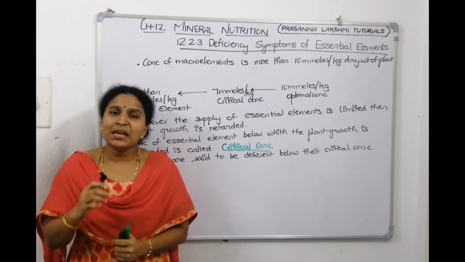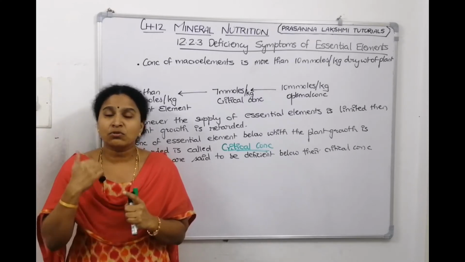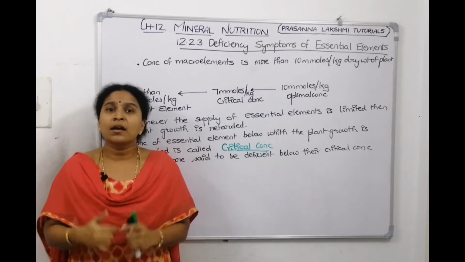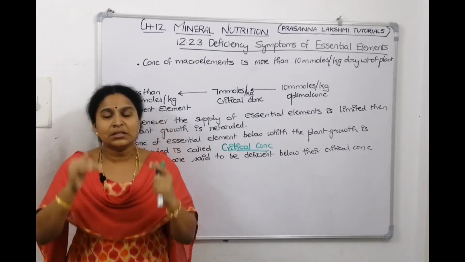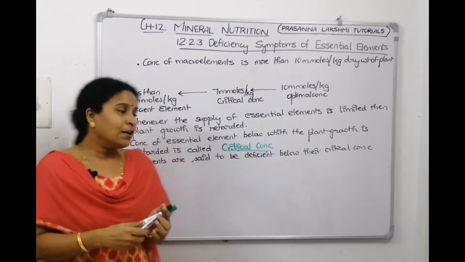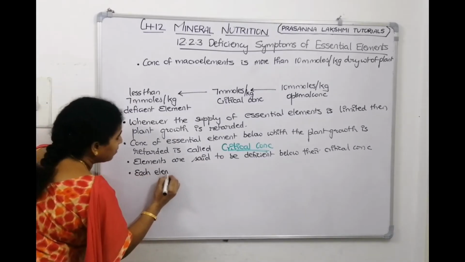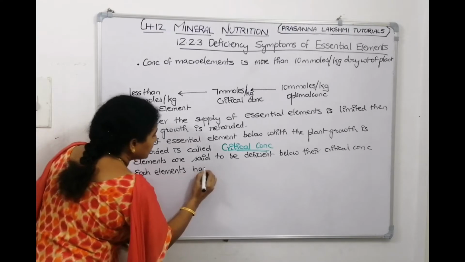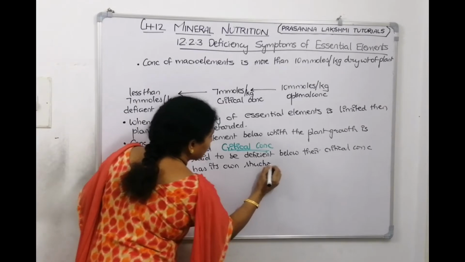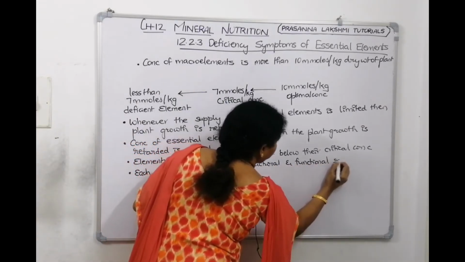So that means each element has its own structural and functional role. Nitrogen, what is the role of nitrogen? It helps in the overall growth of the plant. If you don't give nitrogen, plant growth is retarded. So each element has its own structural and functional role. Let me write it down: each element has its own structural and functional role.